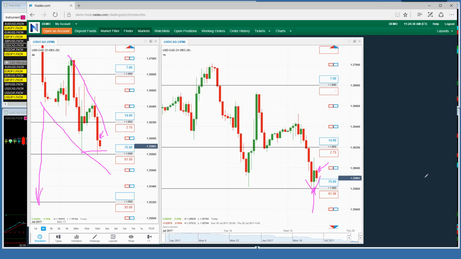Is right now the best time to take a trade on the US CAD? Do I need to go to my time frame to enter a trade? No. Why not? Because I know I have at least 36 minutes before this bar ends to determine whether this is going to be a reversal bar or not.